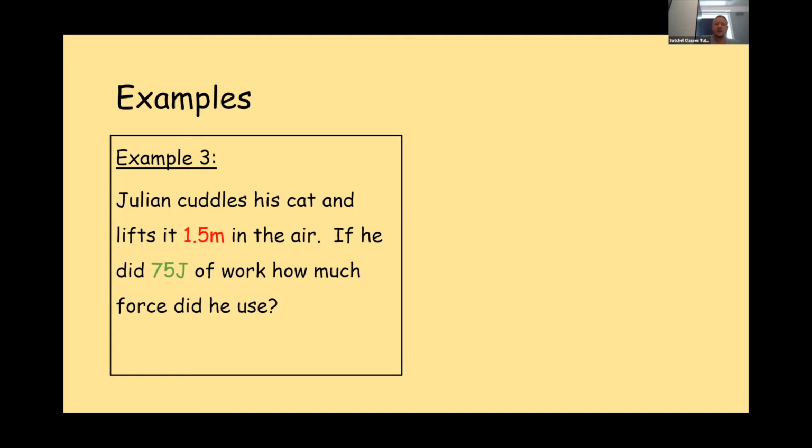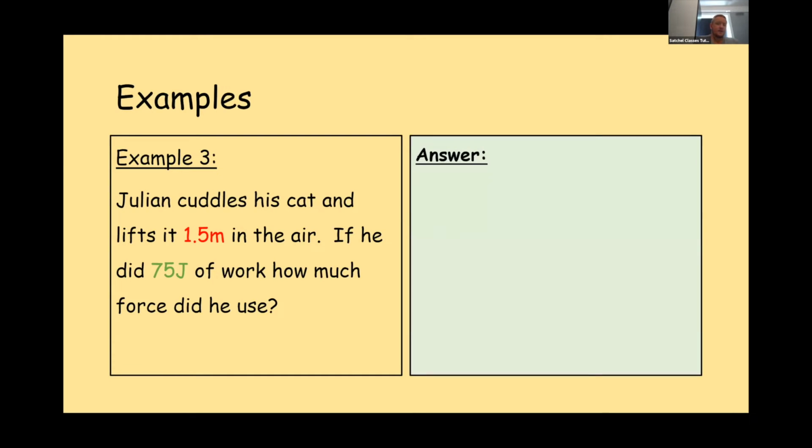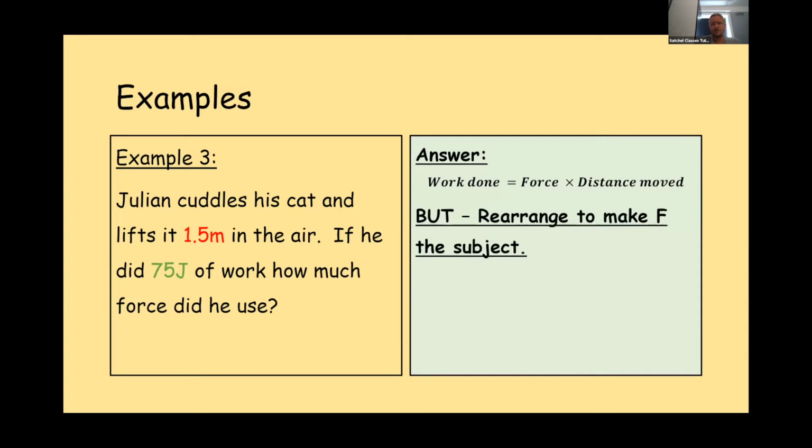Final example. Julian cuddles his cat and lifts it 1.5 meters in the air. If he did 75 joules of work, how much force did he use? Now again, it's not asking us for the work done, it's telling us how much work has been done. Now it's asking us to rearrange the equation to calculate the force. Going through it, I write down the equation as is, and then rearrange it to make F the subject, which gives us force equals work done divided by the distance.